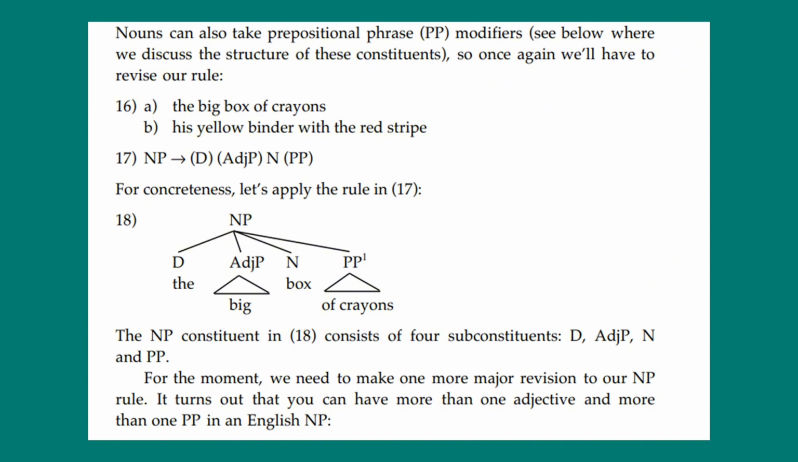For concreteness, let's apply the rule in 17. So this would be the formula, okay? NP to D, AdjP, N and PP, which is the big box of crayons. So the NP constituent in 18 consists of four sub-constituents, the D, the AdjP, the N and the PP. For the moment, we need to make one more major revision to our NP rule. It turns out that you can have more than one adjective and more than one PP in an English NP.